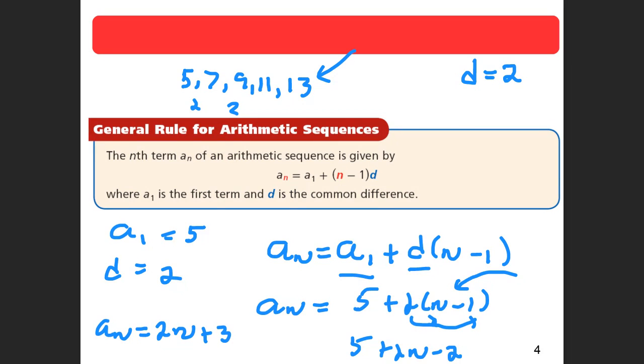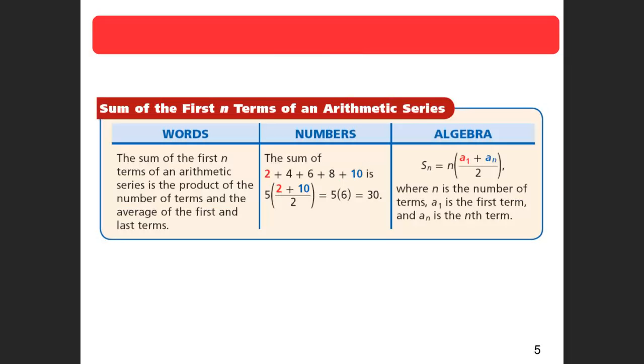I always tell students to check your answer. It's really easy to check because we have the sequence right up here. The third term is 9. If I put 3 into my explicit formula, 2 times 3 is 6, plus 3, I end up with 9. So it does work. To write an arithmetic sequence is super easy. All we need is the first term and the d value. That's an arithmetic sequence, and that's how we find our nth term.